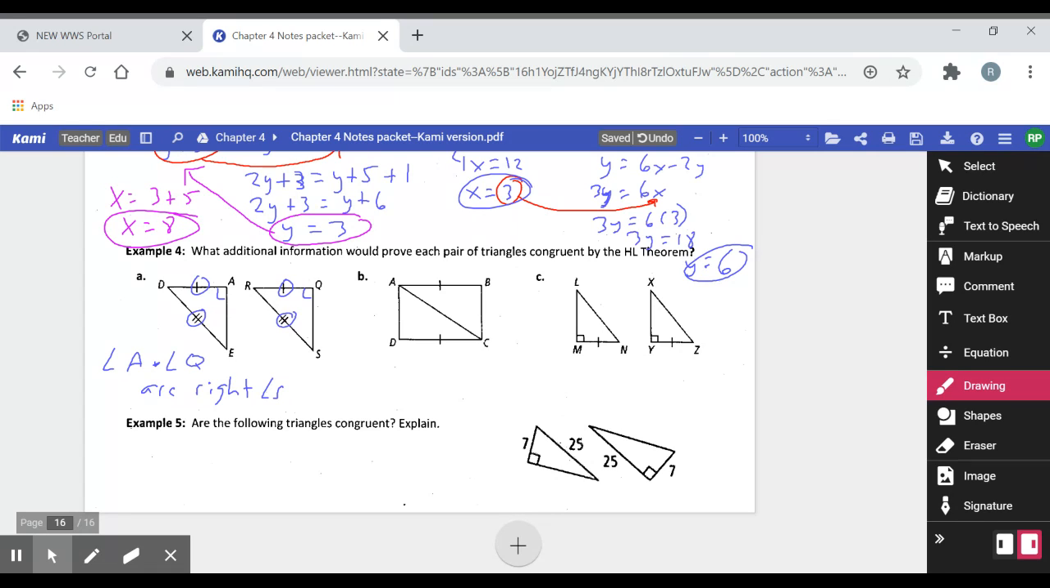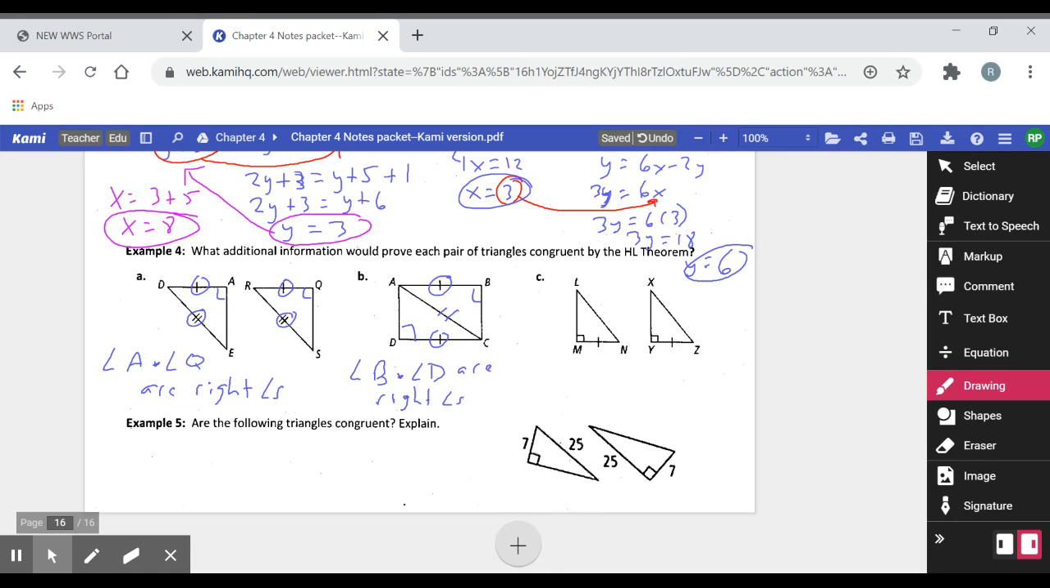If we were doing a proof, we'd have to take it that far. All right, on B, we can see this pair of legs congruent. We can see the hypotenuse is congruent for both. So again, we just need some right angles in here. So I would need to know that angle B and angle D are right angles.